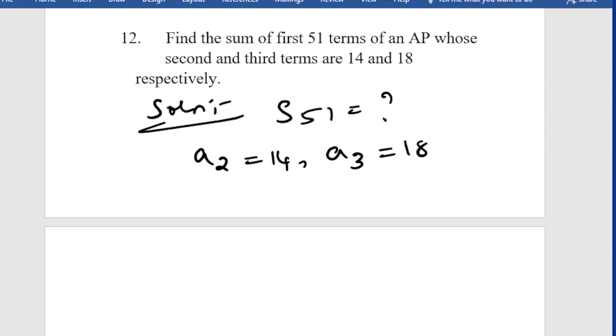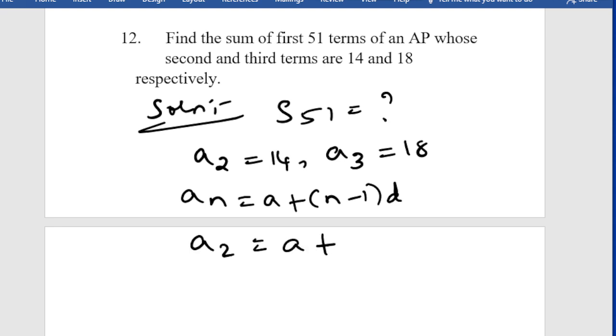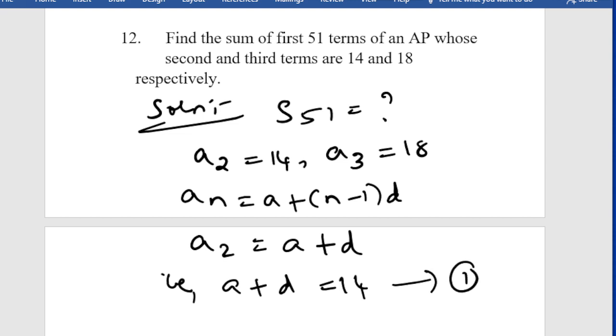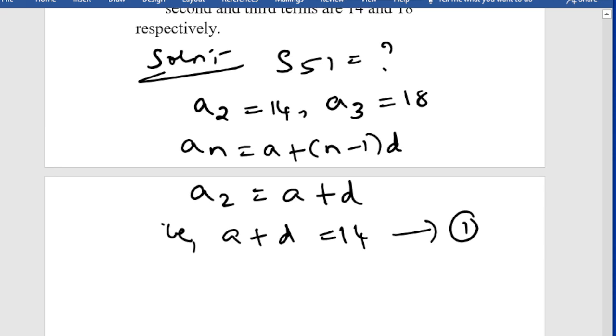Okay. Now using this we can find what is A and D by using the general formula An equal to a plus n minus 1 into d. A2 is 14. A2 equal to a plus 2 minus 1 is 1, d. D is not known. Okay, that is a plus d equal to 14. This is one equation. We can frame two equations using the above two conditions. And similarly A3 equal to 18.